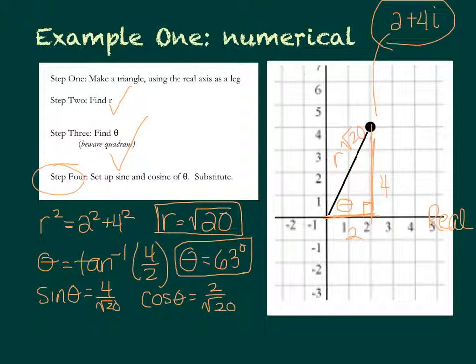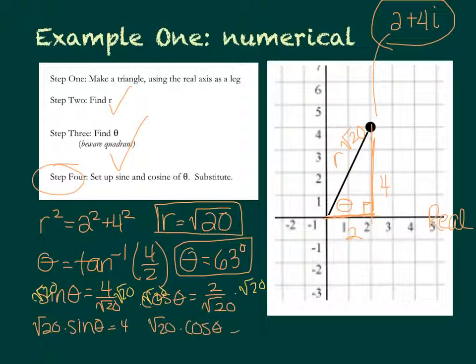So I'm going to write these in terms of that 2 and that 4. So I'm going to multiply both sides by the square root of 20. Square root of 20 times the square root of 20. So I'm going to end up with the square root of 20 times sine equals 4, and the square root of 20 times cosine equals 2. Now I have a 4 and a 2 and the 2 and the 4.